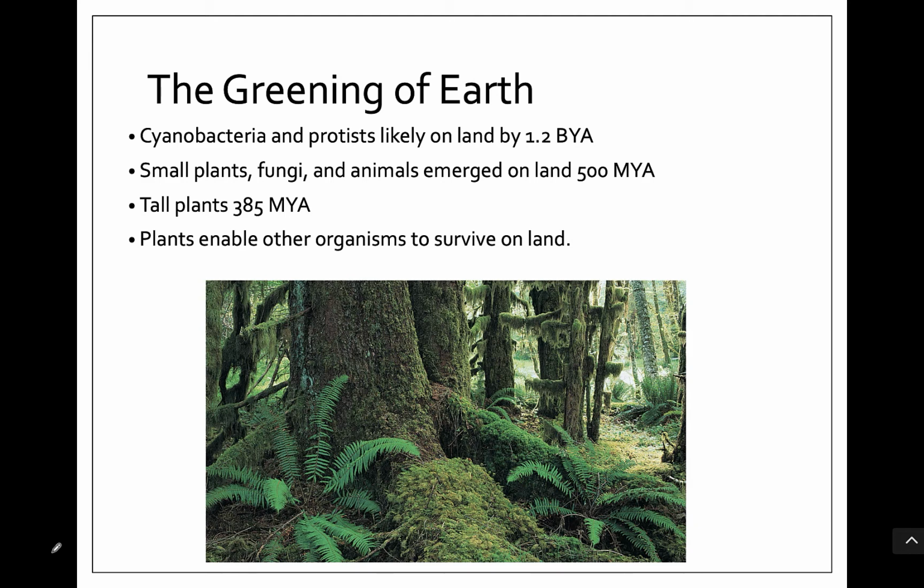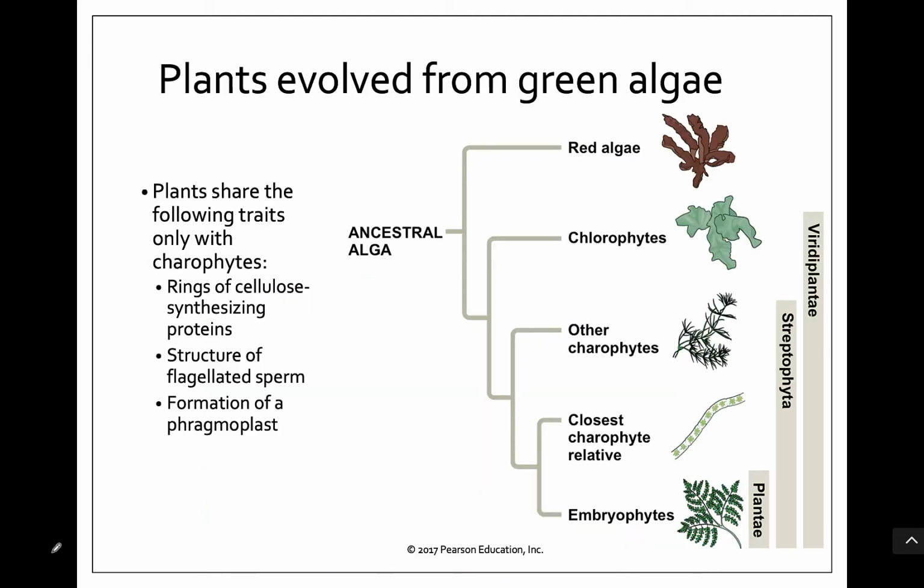And having plants on land enables other organisms to survive on land. So we think that fungus and plants emerged on land at about the same time, but they provide habitats, they provide oxygen, and they provide sources of food for other things like animals.